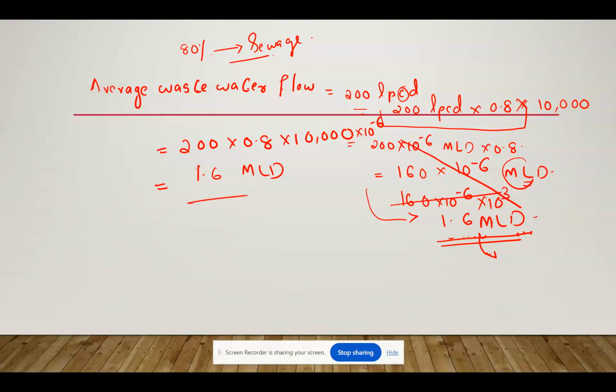Then everyone got this? Did you get this answer, everyone? Okay. Then how do you calculate the average hourly flow? So how do you calculate from here? This is per day.